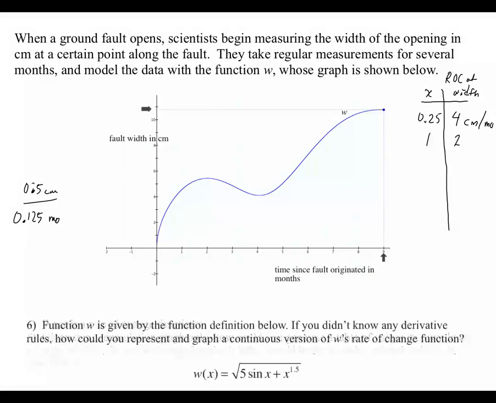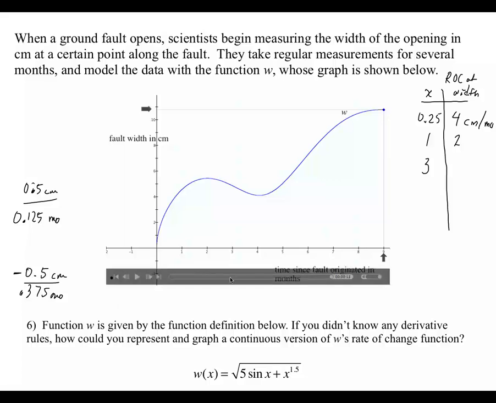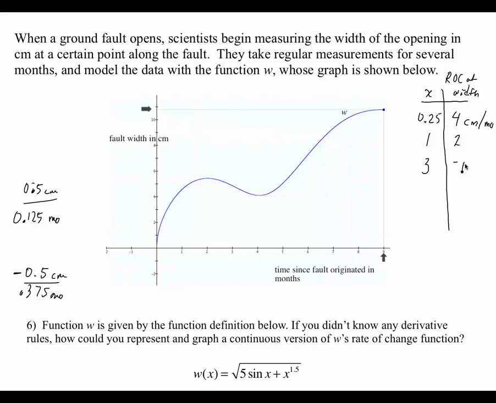So anyone got the calculation? It's going to be at 3. So what did we say? 0.375 is the change in x, and 0.5 centimeter, but negative. What is that? Negative what? Nice and loud. Thank you. Okay, negative 1.3.